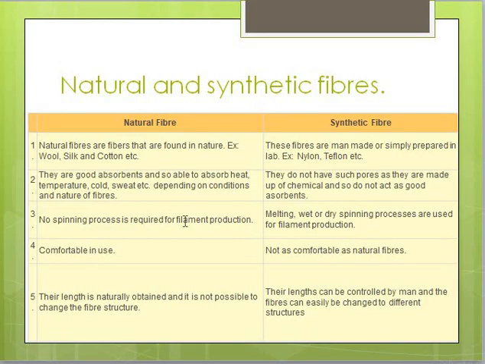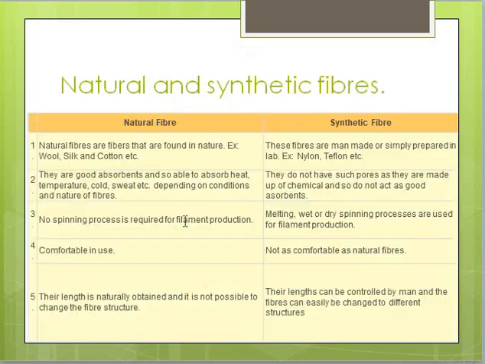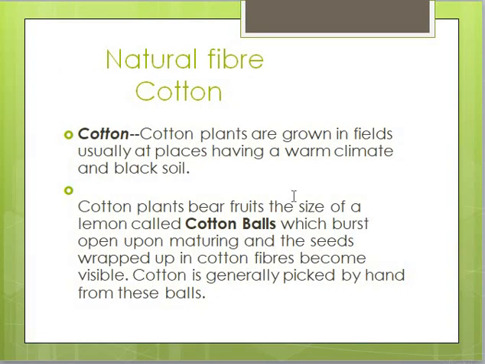Natural fiber and synthetic fiber. I told you there are two basic types, natural fiber and synthetic fiber. You can see the examples here. Fibers obtained from natural sources are natural fibers, and those obtained from man-made sources, or synthesized in laboratories, are known as synthetic fibers. Cotton is one of the natural fibers, one of the most important parts of this chapter, as well as for our dressing industry and textile industry. Cotton is one of the most important.